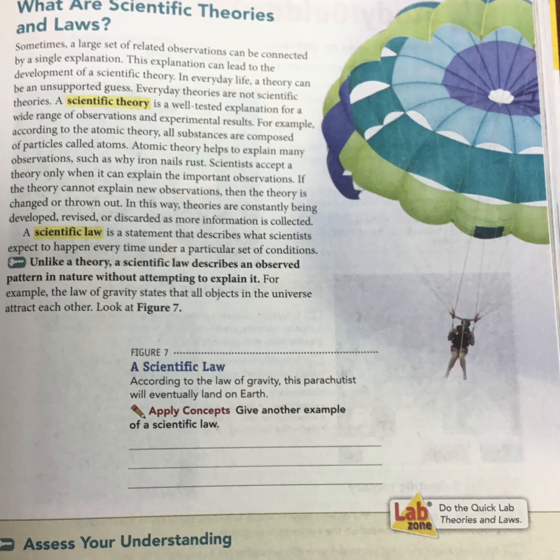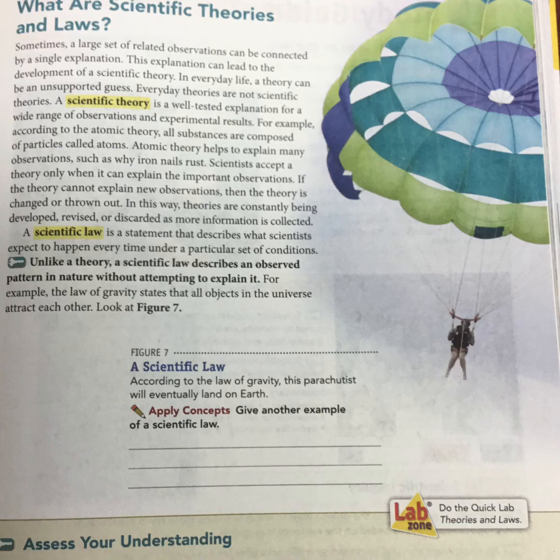A scientific theory is a well-tested explanation for a wide range of observations and experimental results. For example, according to the atomic theory, all substances are composed of particles called atoms. Atomic theory helps to explain many observations such as why iron nails rust. Scientists accept a theory only when it can explain the important observations. If the theory cannot explain new observations, then the theory is changed or thrown out. In this way, theories are constantly being developed, revised, or discarded as more information is collected.